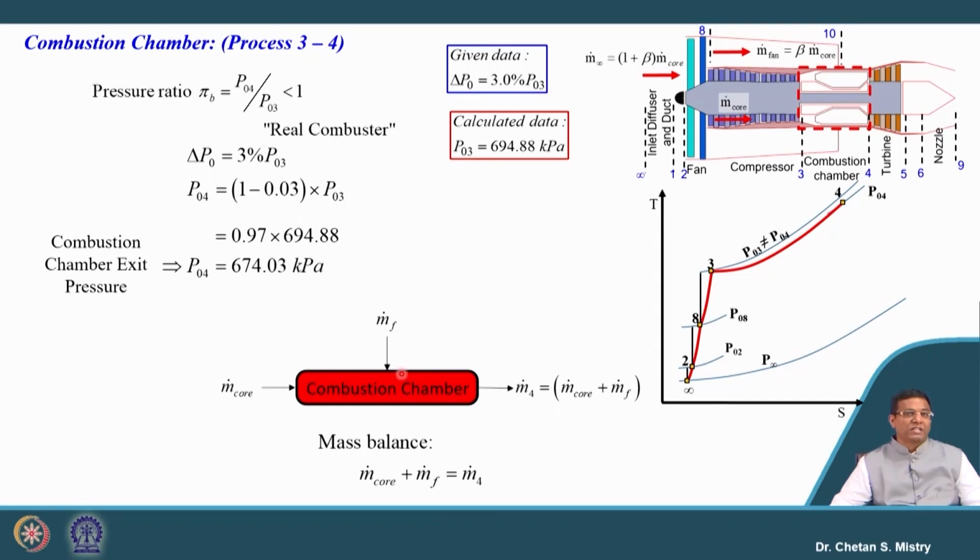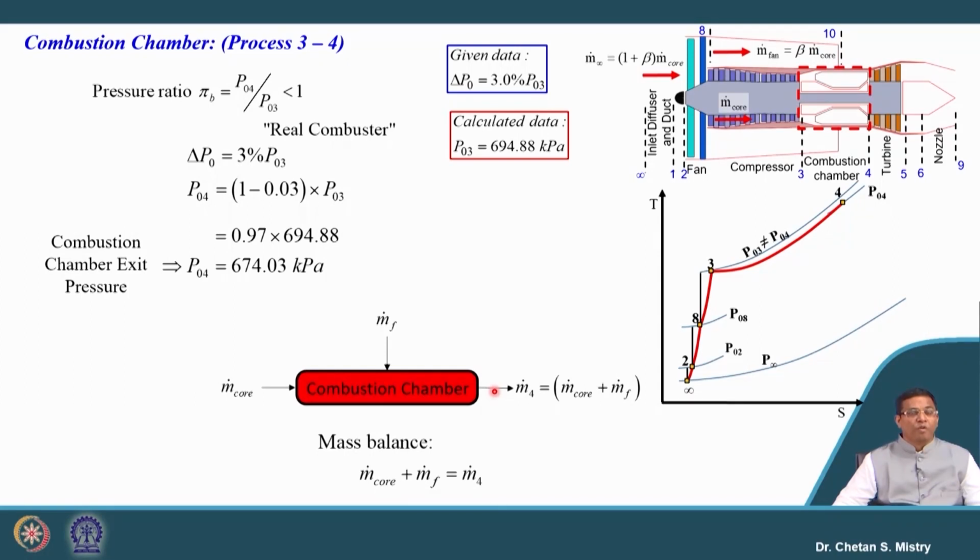This mass balance is important, because sometimes, instead of a number like the turbine entry temperature, maybe fuel consumption in kg per second is given. Suppose that value is given and my core mass flow rate is known to me. Based on that we can calculate the exit mass flow rate. So, read the information carefully.